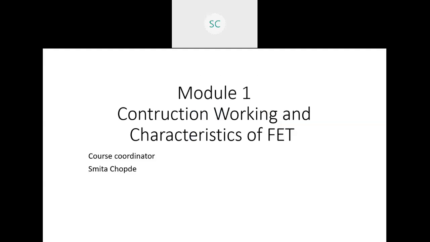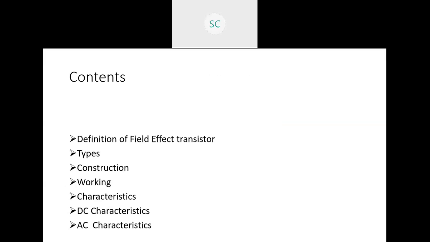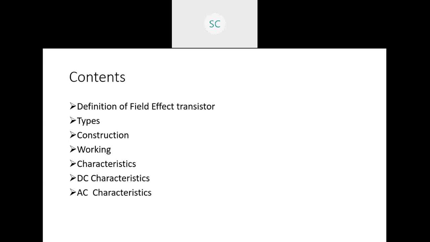Module 1: construction, working and characteristics of FET, which is mostly the last second part of module 1. So the contents based on this: definition of field effect transistor, the types of field effect transistor, construction, working, characteristics, which constitutes two parts, the DC characteristics and the AC characteristics.